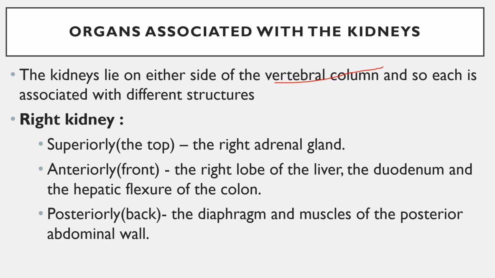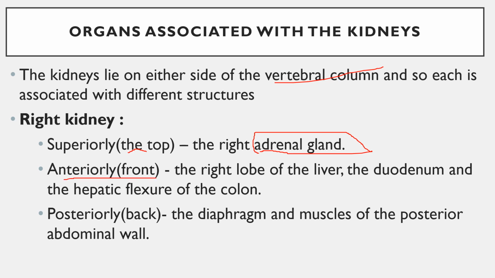Superiorly, which means at the top. So at the top of the right kidney, you'll find a part called the adrenal gland. You'll learn more about glands when you are doing the endocrine system. So there is a right adrenal gland on the top, superiorly.